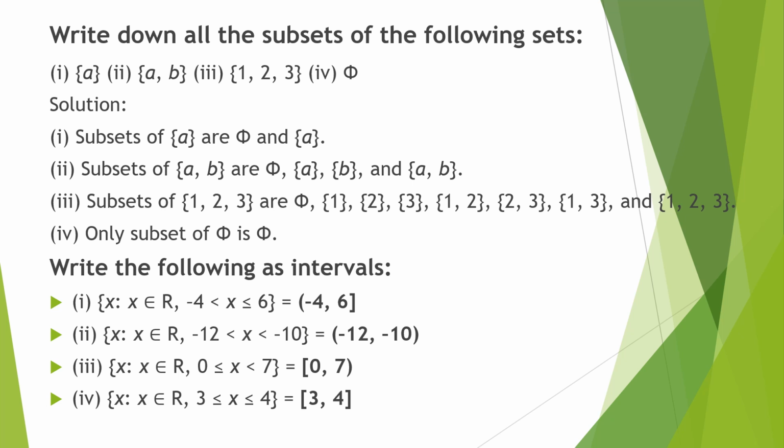Next case, minus 12 less than x less than minus 10. So here you just have less than sign on both the sides, so it is round brackets. Third case, 0 less than or equal to x less than 7. That means 0 is included, 7 is not included. So square bracket 0 and it ends with the round bracket for 7. Fourth one, 3 less than or equal to x less than or equal to 4. So it is in the square brackets, 3, 4 in square brackets.